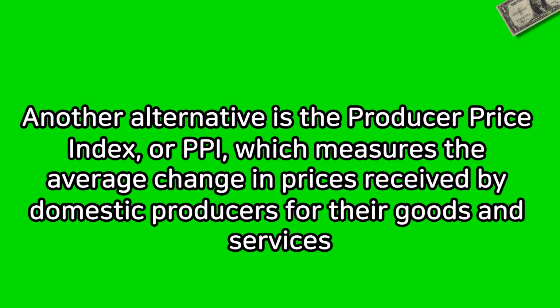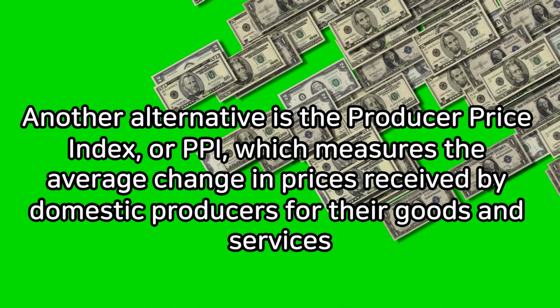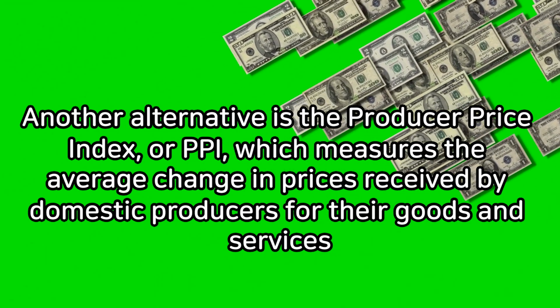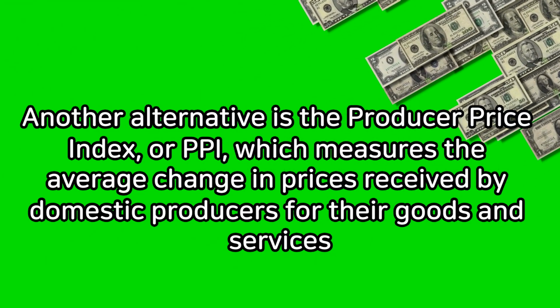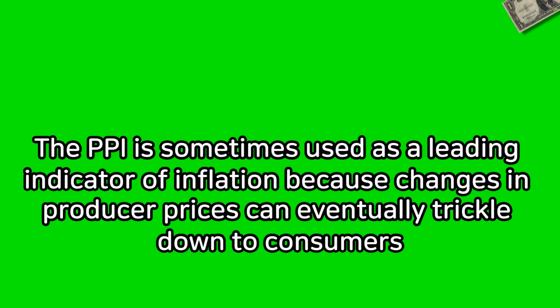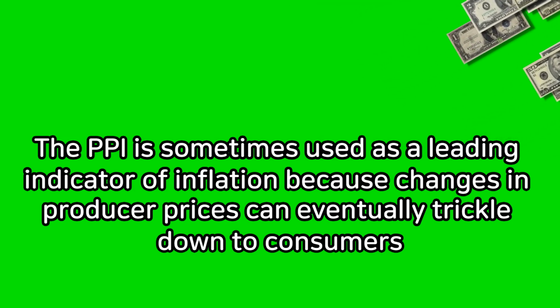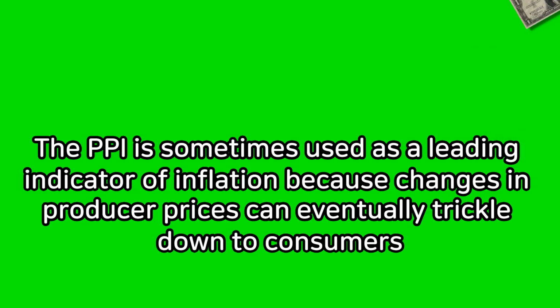Another alternative is the Producer Price Index, or PPI, which measures the average change in prices received by domestic producers for their goods and services. The PPI is sometimes used as a leading indicator of inflation because changes in producer prices can eventually trickle down to consumers.